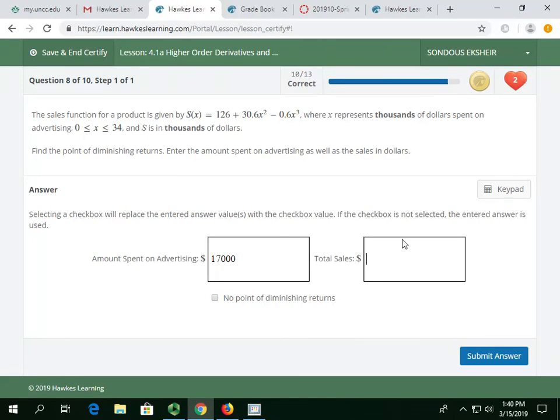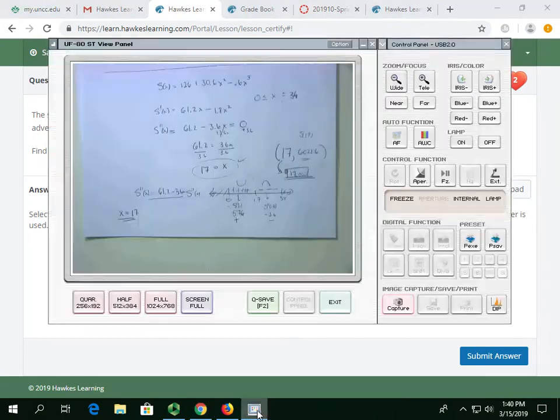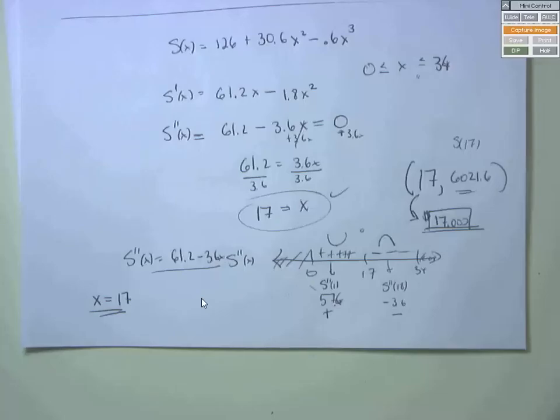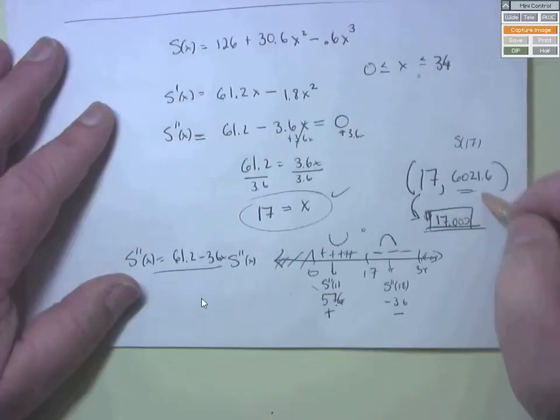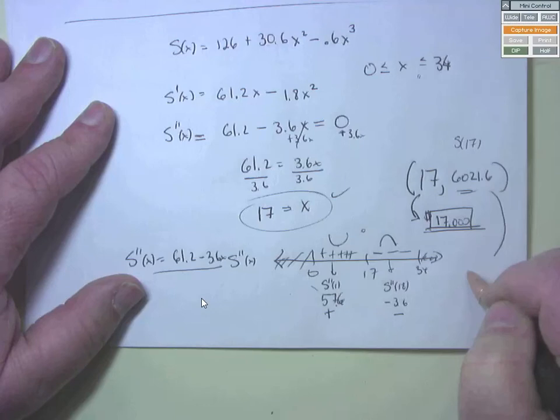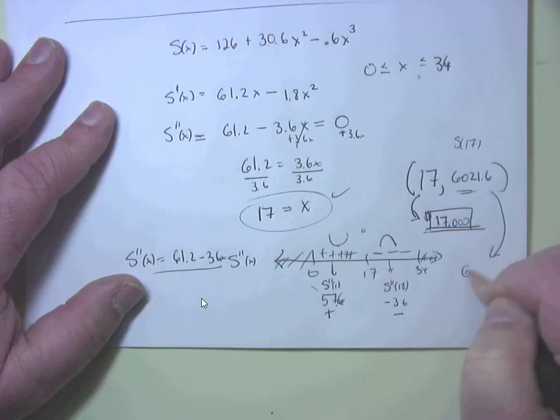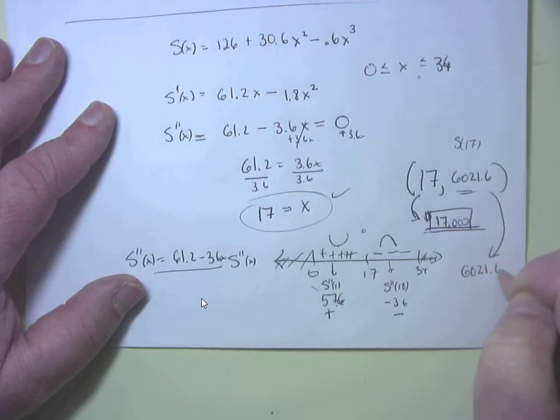And what was my total sales? Now look at the problem. It says x is in thousands of dollars on advertising, and S is measured in, what is it? They bolded it again. What did they measure it in? Thousands of dollars. So it gets better. So now, the y coordinate, this is your S, you got 6,021.6 in thousands of dollars.